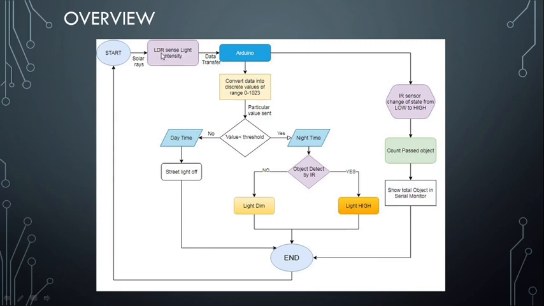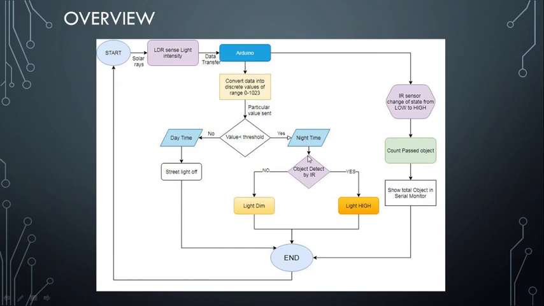First, the LDR will sense the light intensity, then it will transfer the data to the Arduino. It converts the data into discrete values of range 0 to 1023. After that, the particular value will be sent. If the value is less than the threshold, then it will be considered night. If the value is not less than the threshold, then it will be considered daytime. Then the street light will be off.